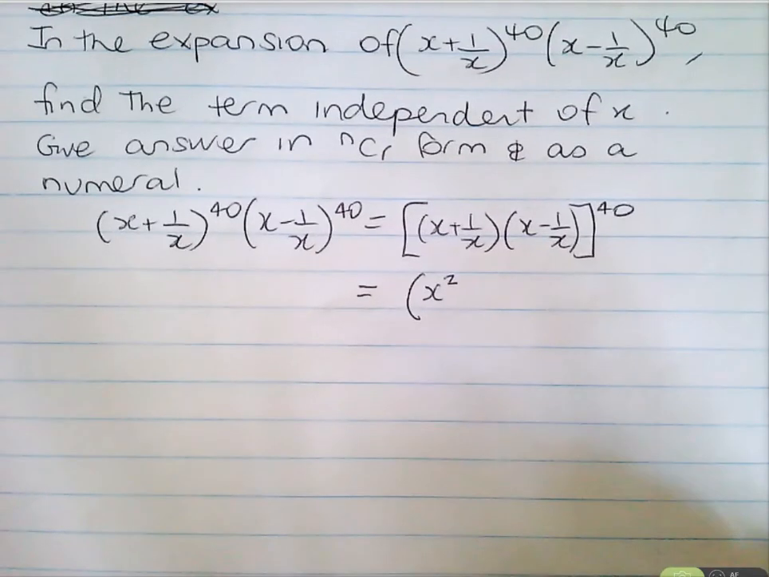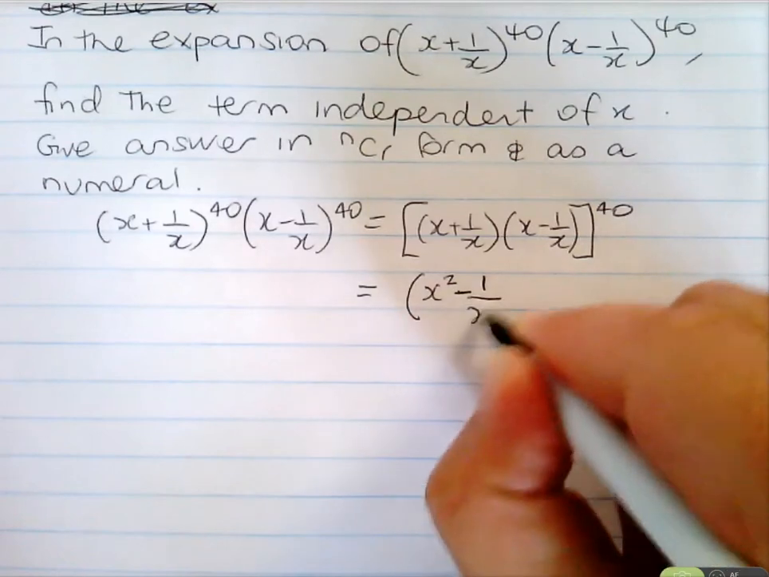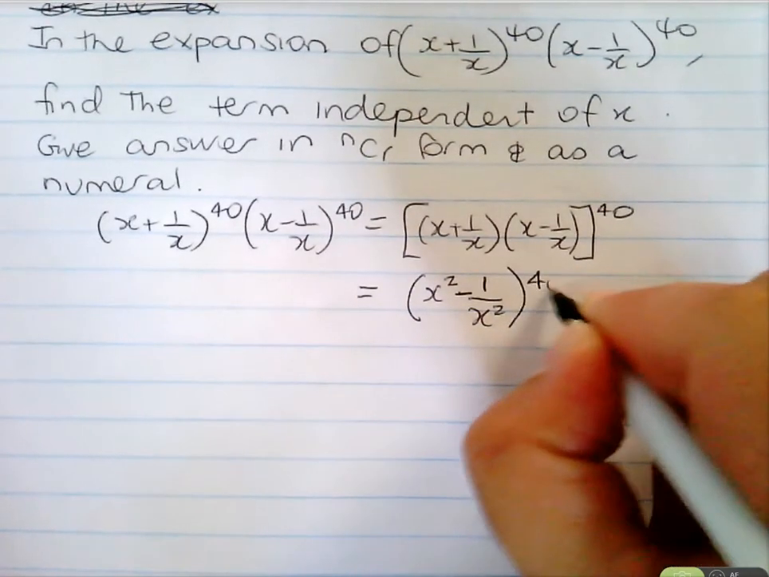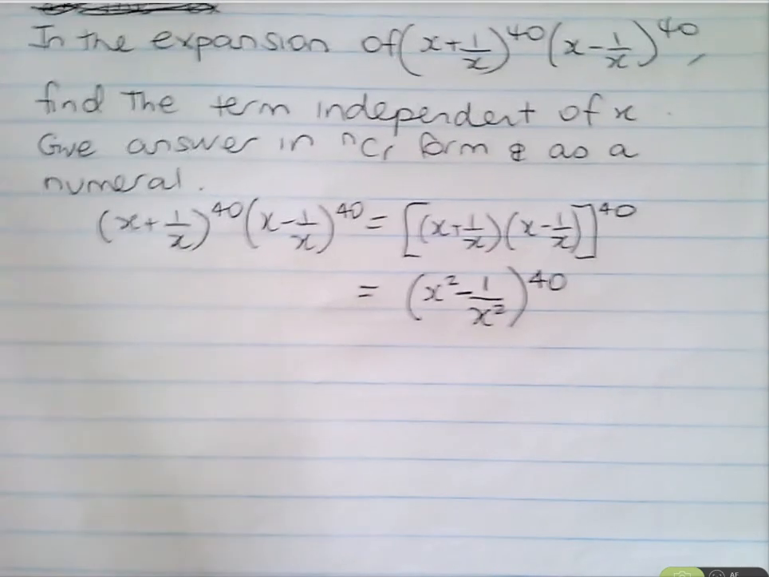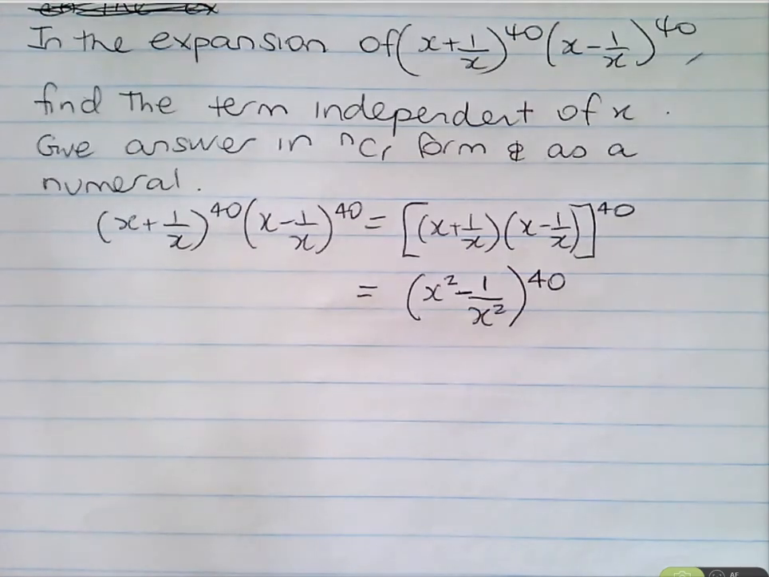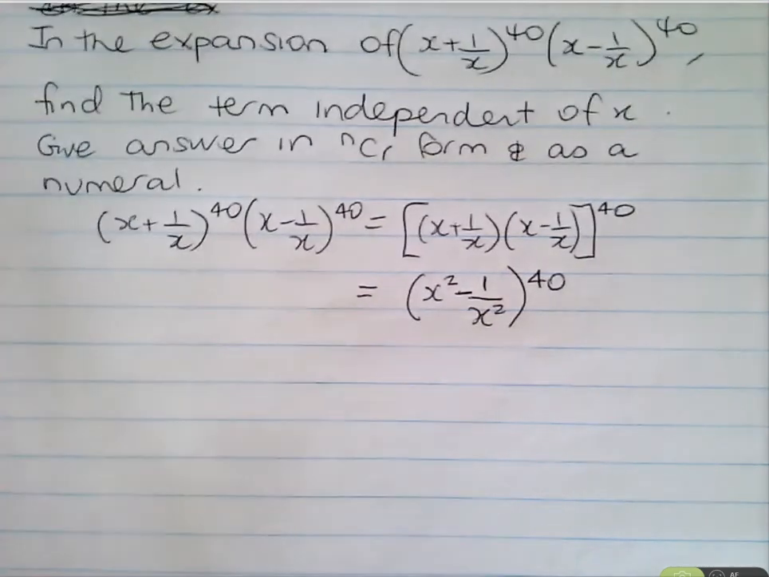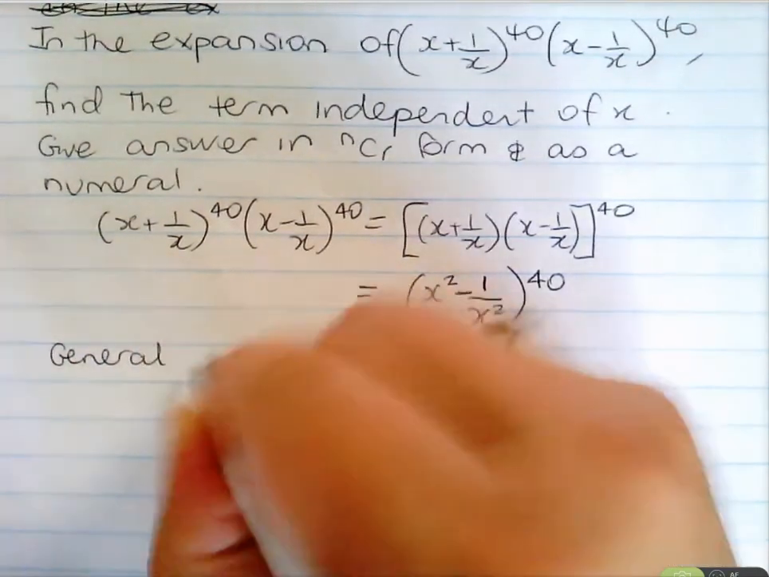Okay, this is the second recording, this lesson. Difference of two squares, that would be x squared minus 1 on x squared to the power of 40. Now, for the term independent in x, we can do it the long way, or can anyone take a guess what they think? You know how we've got the general term is nCk.